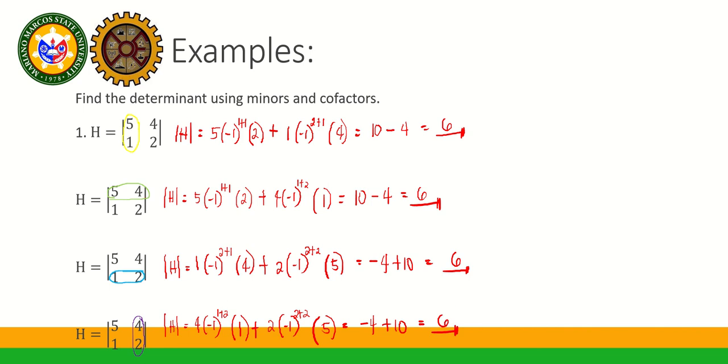So, pinatunayan ko lang na kahit ano yung piliin mo na element, you will arrive with the same determinant. So, sa next examples natin, isa or dalawang selection na lang yung gagawin natin. And sa exam naman, you can choose only one. Okay?